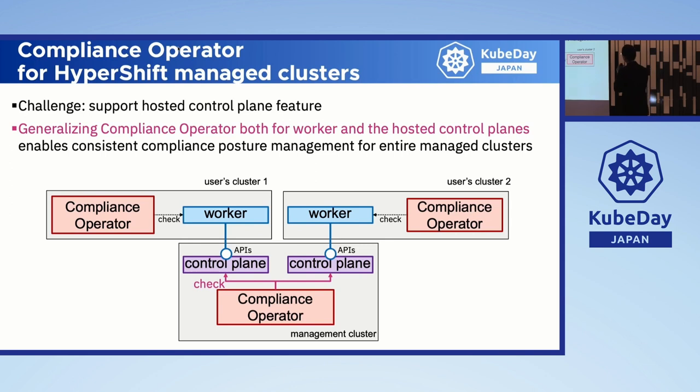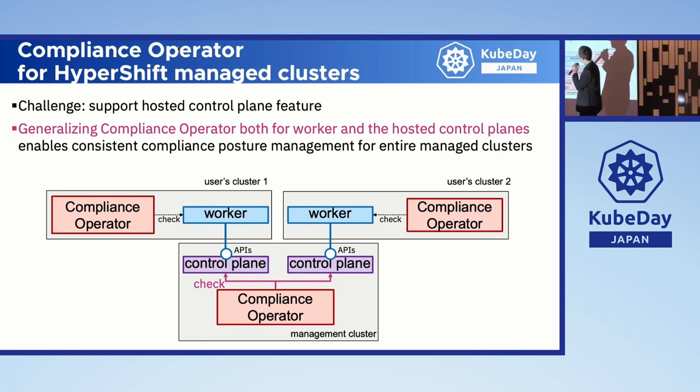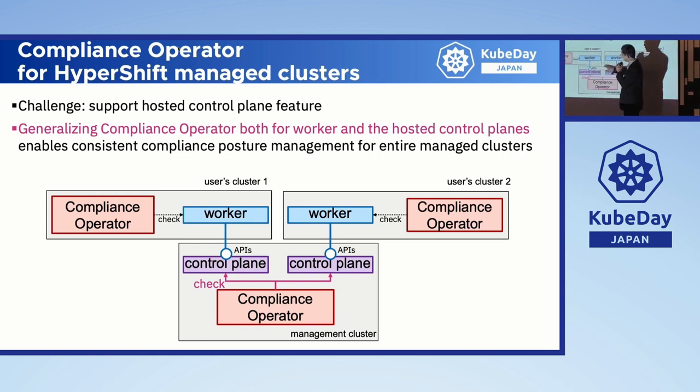As I introduced in the second slide, the managed clusters under HyperShift are split into multiple parts. One is the clusters, and another is the management cluster. And the control planes are hidden from the user's cluster. It just exposes the APIs, and the control plane components themselves are hidden. And the compliance operator running in the user's cluster can't access the control plane itself.